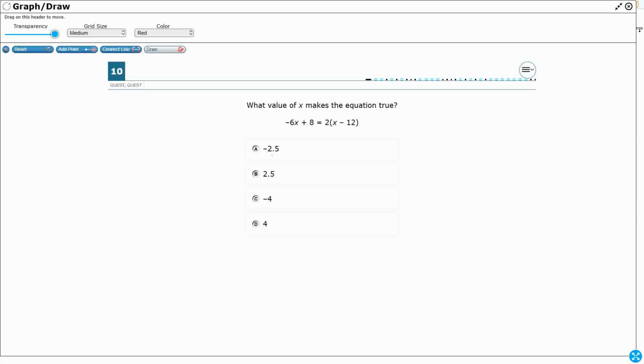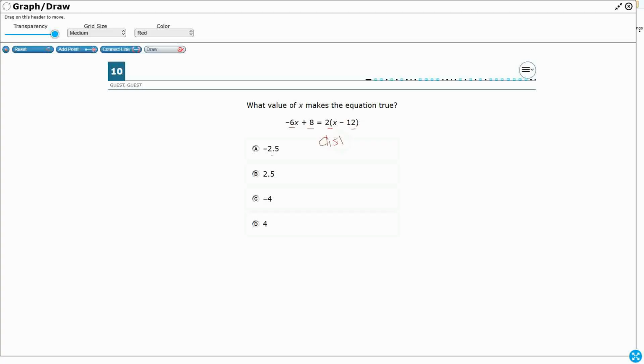So first thing we want to do is combine like terms. And there's nothing we can combine over here on the left because we've got negative 6x's, and then we've got a positive 8. So those are different things. You cannot combine x's with 8's. But we do have some numbers over here. We need to use the distributive property.